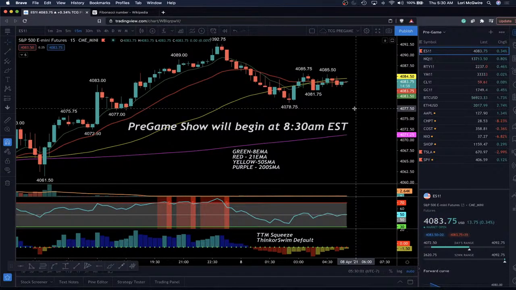I have my chart specs typed out so you know what my moving averages and exponential moving averages are. And I use the TTM Squeeze Thinkorswim default in TradingView. I prefer the TTM Squeeze in Thinkorswim itself if you use Thinkorswim for trading.